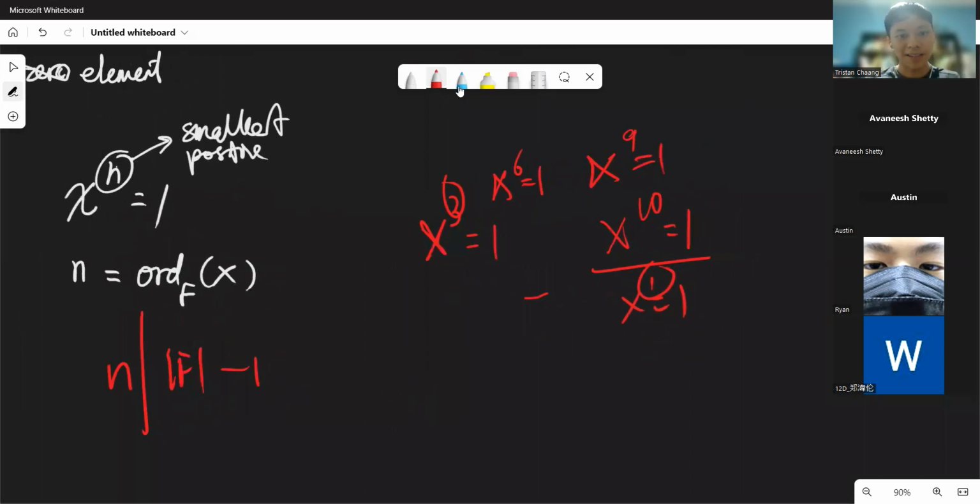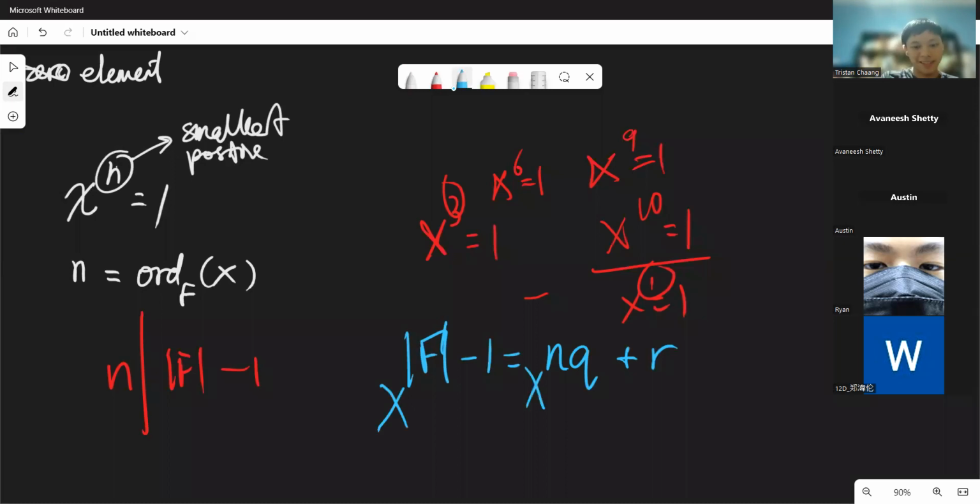Or more concretely, you can write f minus 1 as nq plus r, right? And then take both sides to the power of x. And suddenly you can prove that x^r equals 1. But r is less than n, so there's a contradiction. Yeah, so unless r is 0, which is when they divide each other.